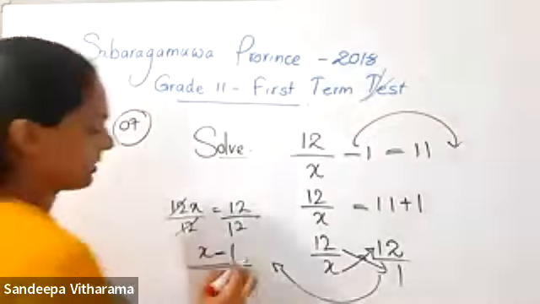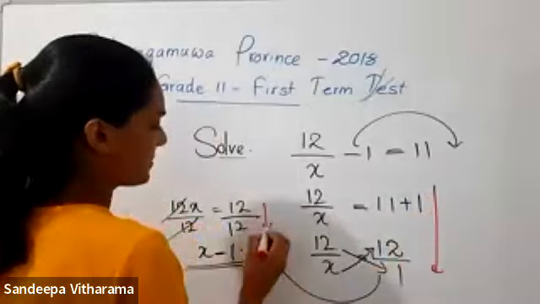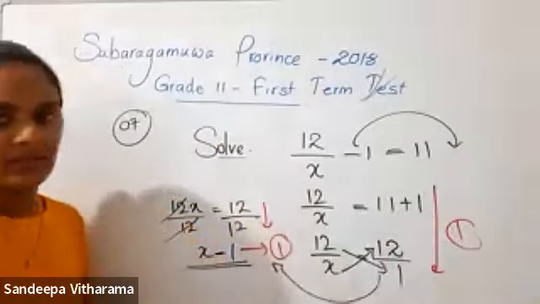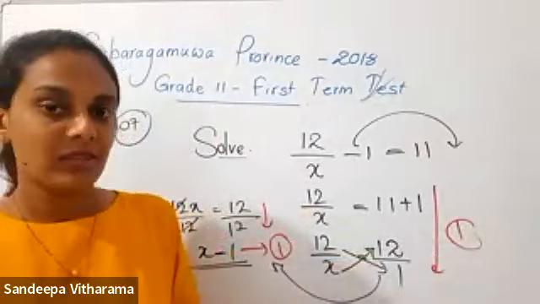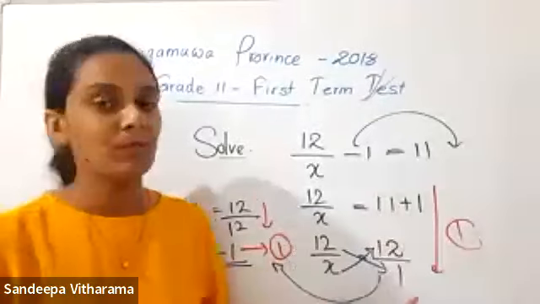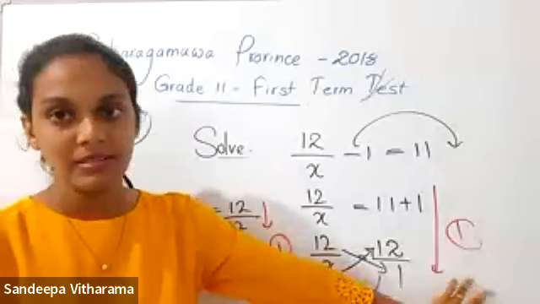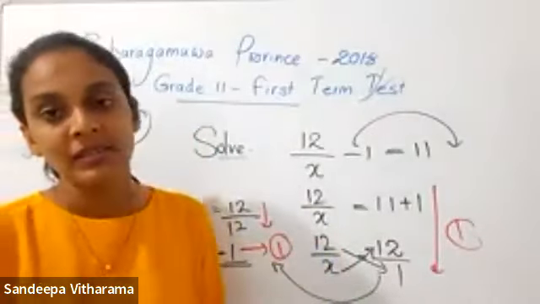Then for following these steps, you are given 1 mark, and for reaching the answer, 1 mark. Actually, this one is given when your answer is not correct, but your method is correct. Okay, then this 1 mark is given. So it is very advantageous if you have written the steps.